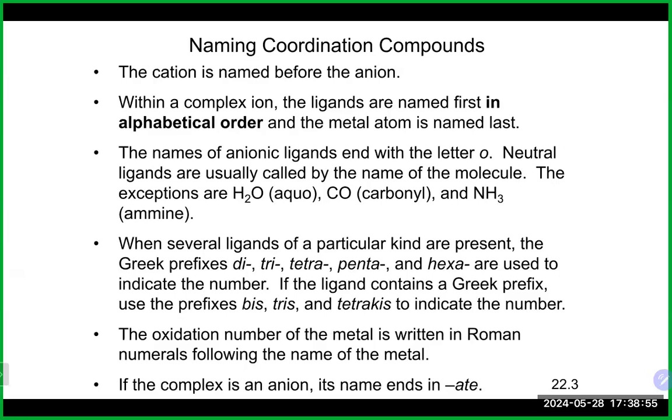Now, there's some unusual names or certain names that we use for certain types of ligands. For example, water's aqua, carbonyl, amine for ammonia. If we do have several ligands of the same type in a complex ion, we do use prefixes like di, tri, tetra, penta, hexa for 2, 3, 4, 5, and 6. If the ligand itself does actually have a prefix in the name, then we would actually use a different set of prefixes, bis for 2, tris for 3, and tetrakis.